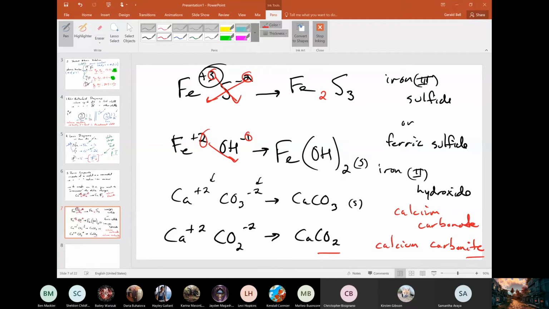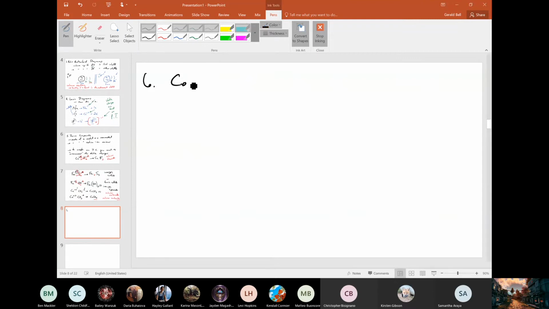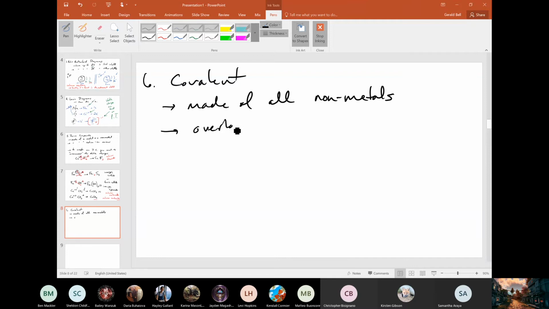So I think that takes us to the end of our ionic compound discoveries. So let's look at covalent, which is going to be number 6. Covalent, made of all nonmetals. Orbitals overlap. Overlap of orbitals to fill shells.